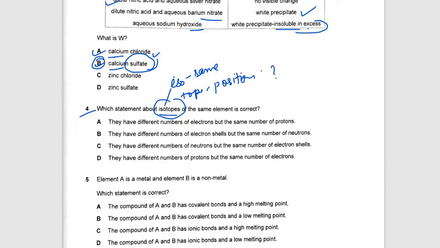Can you tell me why it is in the same position? Because we have arranged the atoms on the periodic table based on atomic number. The atomic number is not changed here, so obviously it will be in the same position. So they have different numbers of neutrons. Option C is the correct option.